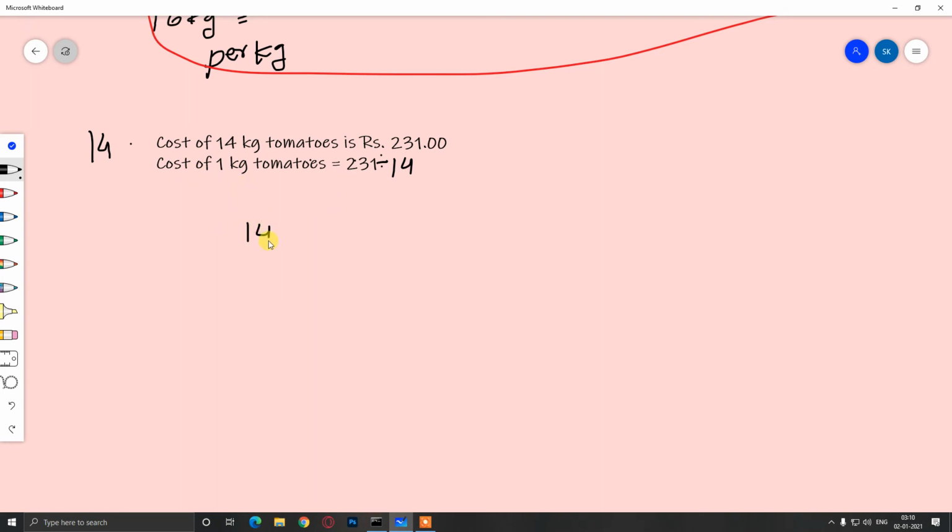So 14 we will write as divisor and 231 as dividend. Now 14 ones are 14, and you will subtract. You will get 9. Again here 1 will come down. Then read the table of 14. 14 sixes are 84. Subtract it. So 11 minus 4 will be 7.